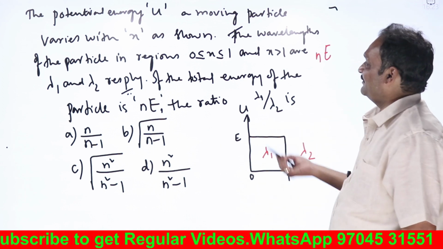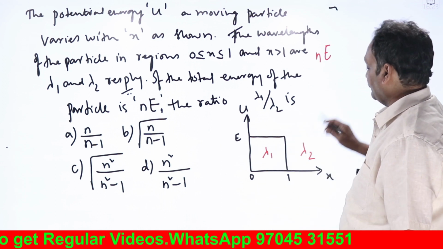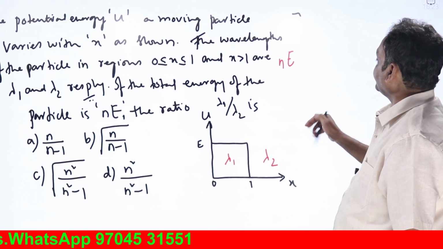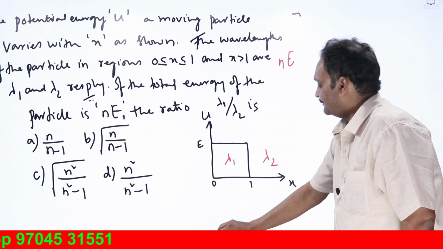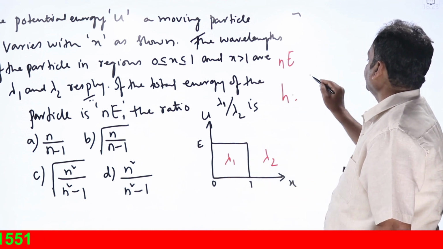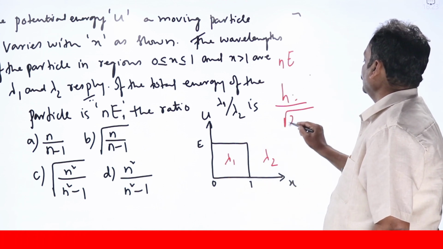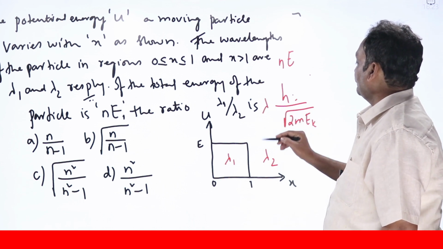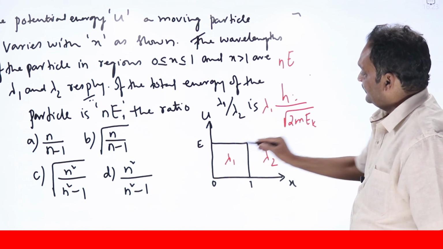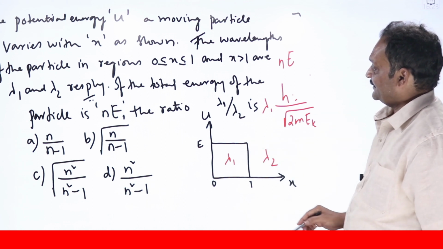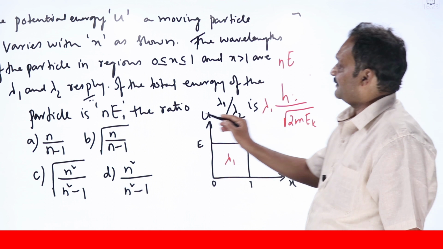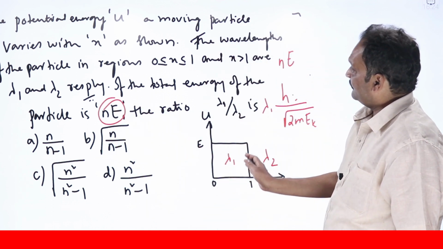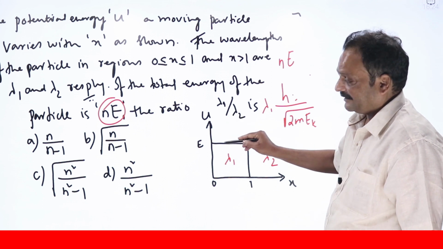What is the de Broglie wavelength? The general formula for the de Broglie wavelength is lambda equal to h by under root 2m into Ek. So for lambda 1, in this region, we want to find the kinetic energy. The total energy of the particle is given as N into E. In the region less than 1, the potential energy is given as E.